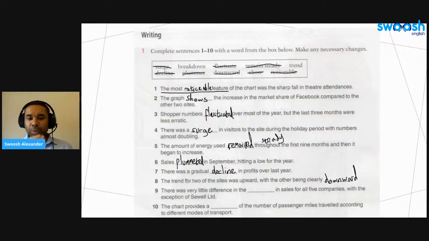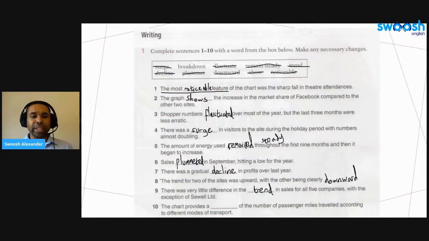And for number 9, there was very little difference in the something in sales. Any suggestions for that? In the breakdown in sales? Do we agree with that? The breakdown? I think trend is the better option on this occasion. Very little difference in the trend in sales for all 5 companies. We talk about differences in trends.